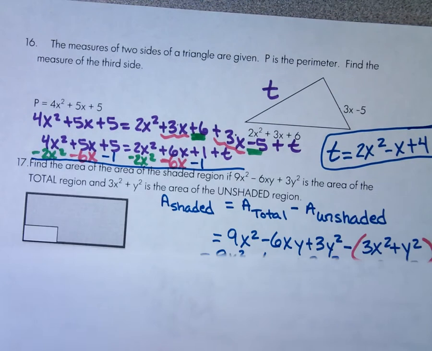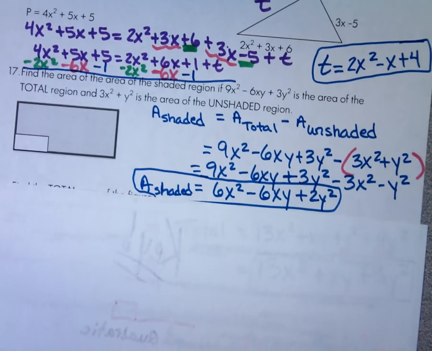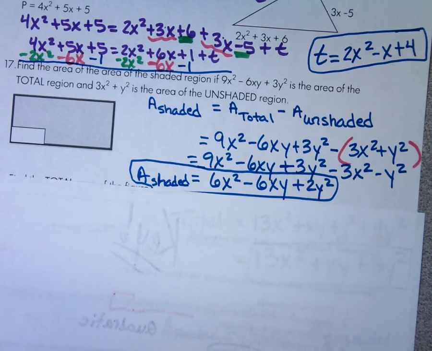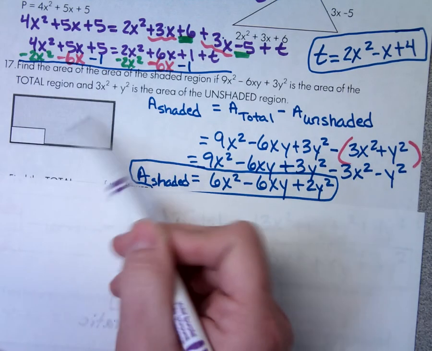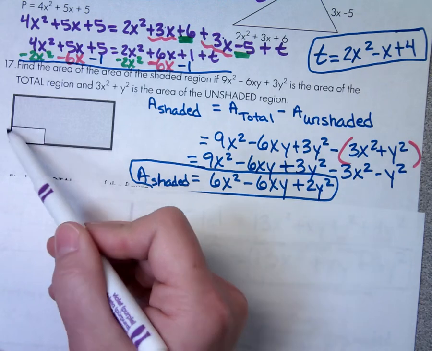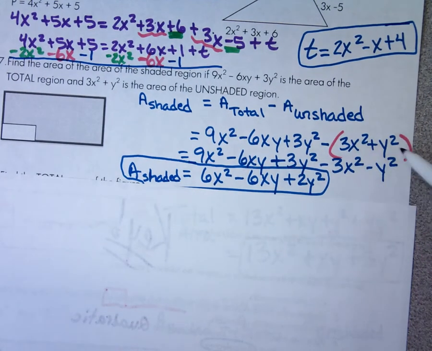Okay, number 17. This is kind of like a problem that we had in the notes. We want to know what the area of the shaded region is if we have the total region and the unshaded. So remember, I find the area of the shaded region by finding the area of the whole total and subtracting this piece that wasn't shaded. And remember, in order to subtract all of it, you have to put parentheses around what you want to subtract, since there's more than one thing back here. And then you'll have to distribute that negative.